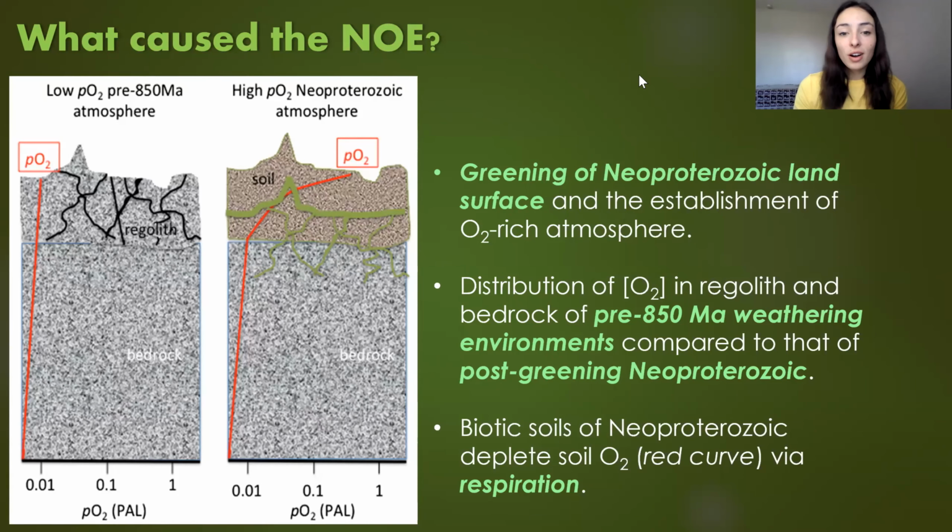The next line of evidence we'll talk about is the greening of Earth's surface during the Neoproterozoic. This greening refers to the evolution of land plants, which helped to establish an oxygen-rich atmosphere during this time. We can see here to the left that we have a figure showing the distribution of oxygen in pre-850 million year ago weathering environments compared to that of post-greening Neoproterozoic weathering environment, where we have soil production due to land plants evolving and an increase in atmospheric oxygen content toward the top of this soil due to photosynthetic processes.